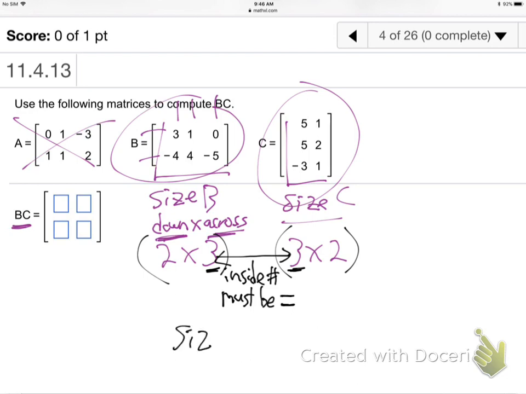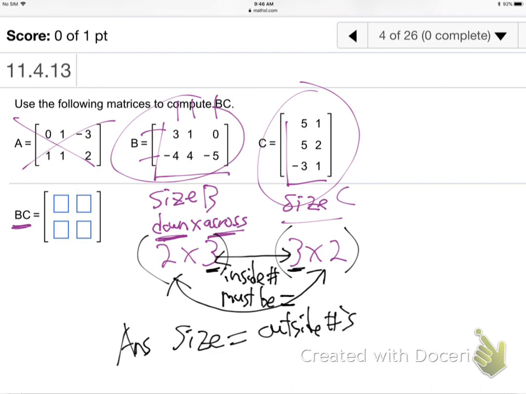Well, first off, you got to set up the answer. The answer size will be the outside numbers, which in this case is 2 by 2. That's why the answer matrix they're setting up is a 2 by 2, because they know the answer's going to be a 2 by 2. Is that making sense? So the inside numbers have to be equal, then you can do it. Outside numbers tell you the size of the answer matrix, 2 by 2. So the answer to B times C is going to be a 2 by 2. Okay, great, but how do I actually find it?